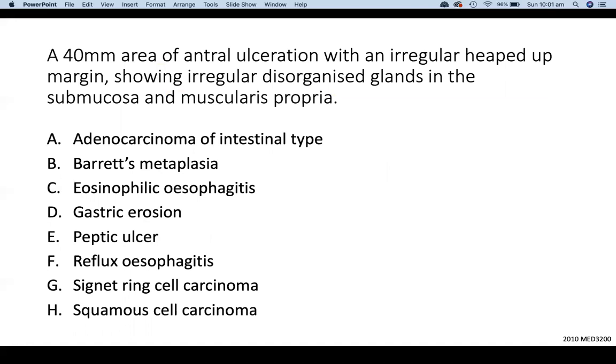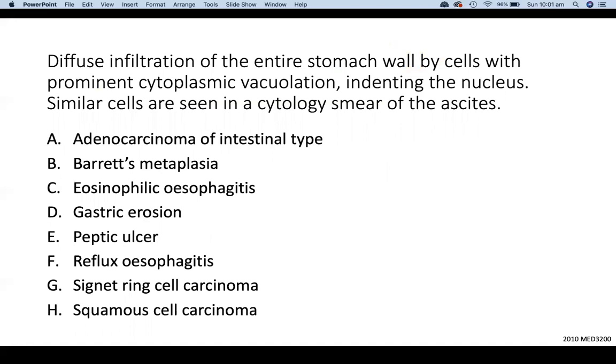Okay. Irregular heaped up margin. What is this? What type of cancer? Adenocarcinoma? Yeah. Great. Diffuse, what's this? Signet cell? Yeah. So in your cell, that's your mucin. So mucin is in the cell and the nucleus is pushed out to the side. And that's what a signet ring is.